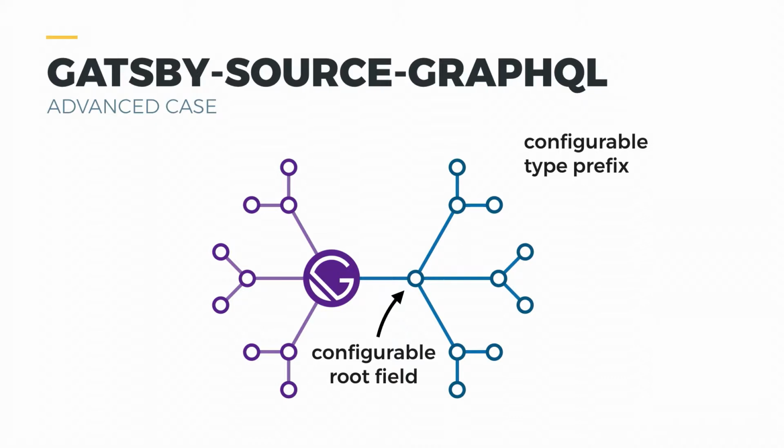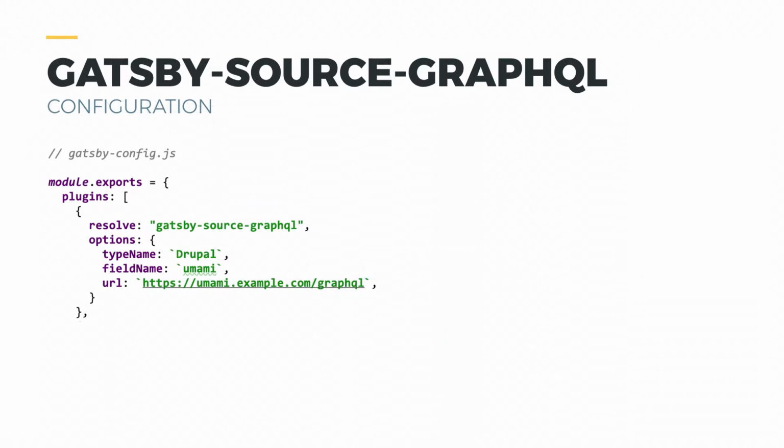You configure what the root field name should be, and you configure what the type prefix should be for the extra graph that you're merging in. It's super easy. This is the configuration. Going to gatsby-config.js, you've got your plugins array, and you just add a new plugin to that list, which is an object with a resolve that gives you the name of the plugin you want to use. In this case, we're going to use the GraphQL plugin.